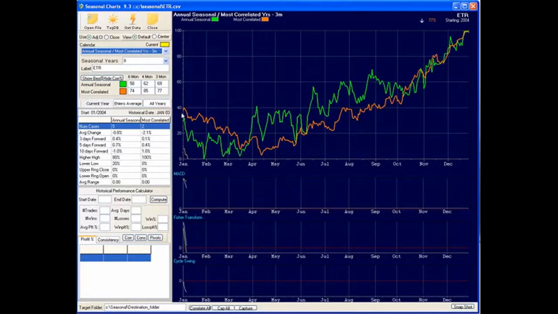But right now, this is indicating in general that it's going down anyway, so it's a trade that most people would avoid. So I hope you can see there's so many things you can say about how to use the seasonals. I'm out of words for the value of it.